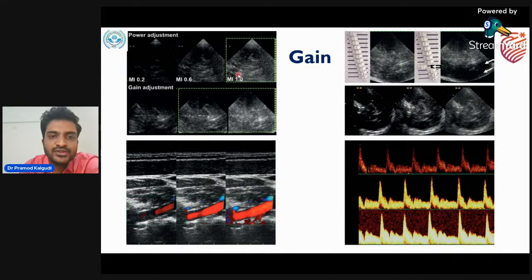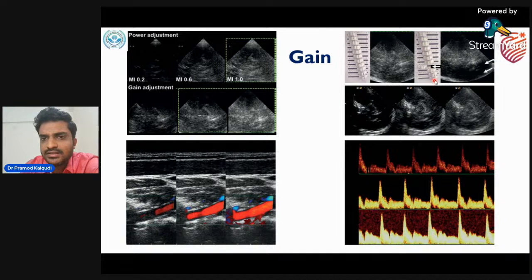Gain is nothing but we just increase the brightness. How does it increase the brightness? It just amplifies the reflected waves from the ultrasound beam. On top you see the power adjustment. When you go from 0.2 to 1 mechanical index, this is how the increase in power looks. Whereas when you check the gain adjustment, you just increase the brightness in the deeper region. So you can selectively increase the brightness of a region of interest.